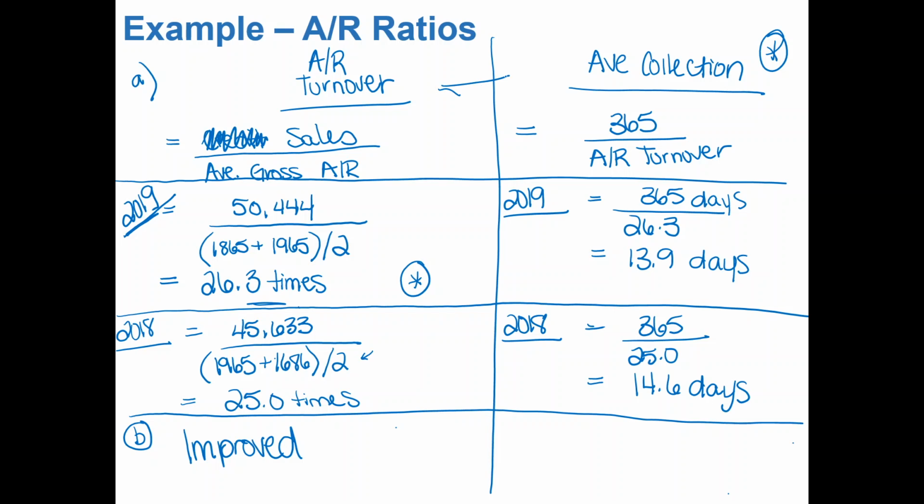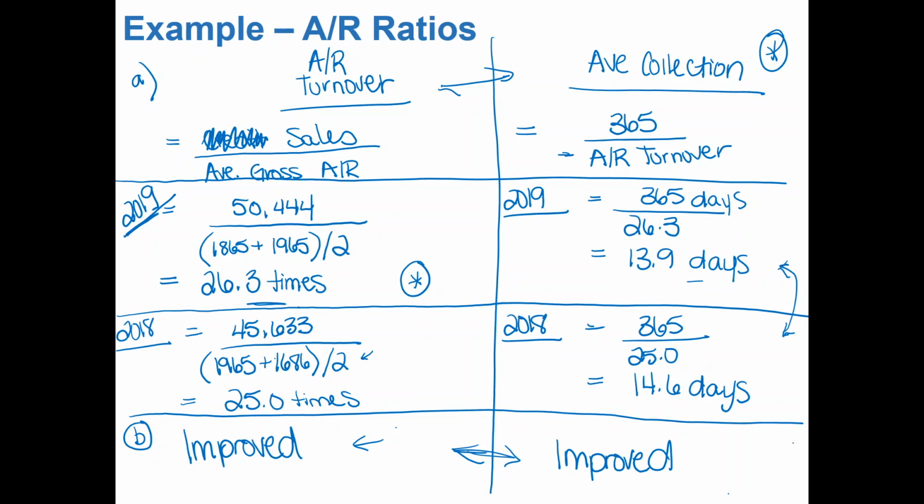So these are clearly related because we're using turnover in our ratio. So if one improves, the other one should improve. And we do see that here as well because we want a lower number of days that it sits in AR, and we have that in 2019. So this has improved as well, which would always be the case unless you calculated something wrong in your second ratio.